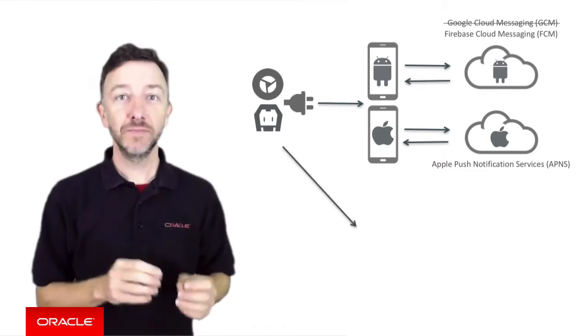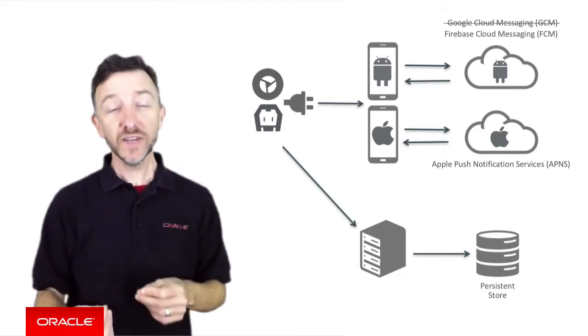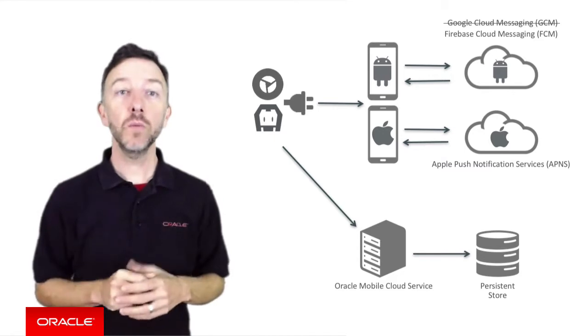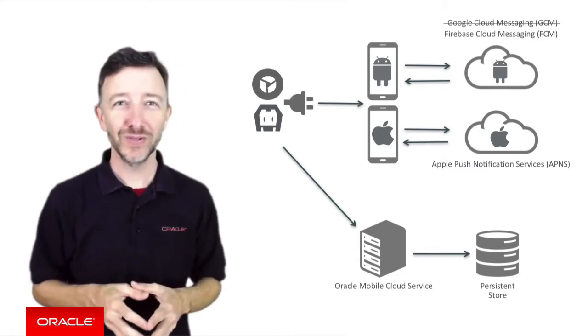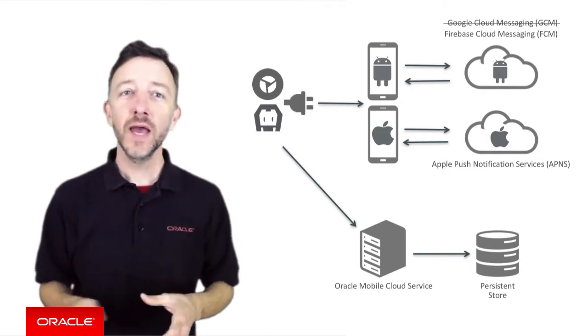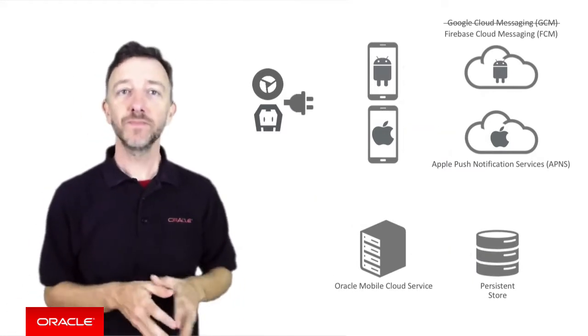The app must then submit that token to a server to store for later use. And in terms of these videos, that server is Oracle Mobile Cloud Service. And we'll talk more about what its role is in a moment. So with the push notification registration out of the way, the app and the user then go on their merry way and do whatever they need to do.